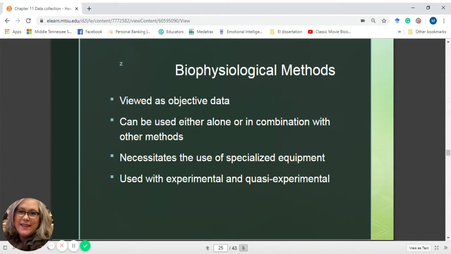Another type of data collection is biophysical data collection. It's objective data, it's highly reliable, and valid as long as our instruments are working properly. We use this for quasi-experimental and experimental type studies, and we can use it alone in the study or with other methods. It just depends on what we're looking for and how we're using it.